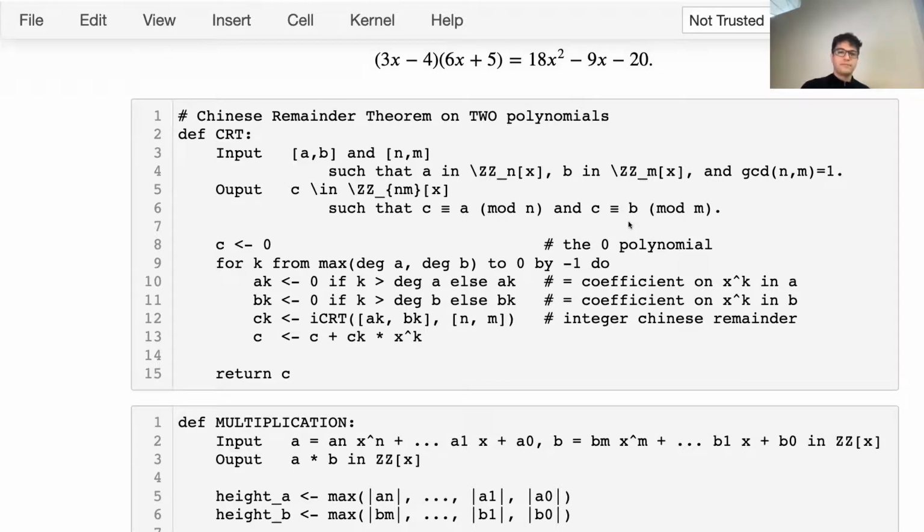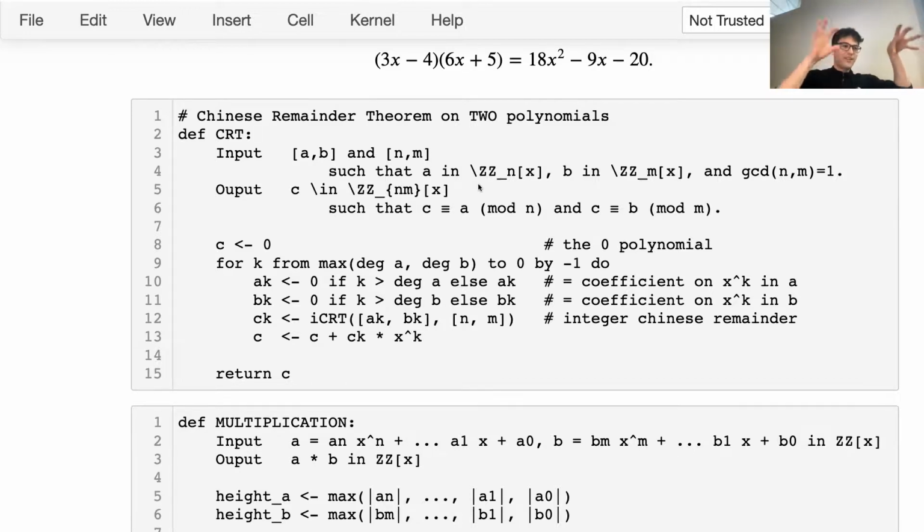such that, I have to state this properly. A and B and N and M. Did I write this correctly? I think A and B are the same polynomial, just their images. A and B and N and M, such that A is in Z_n[x] and B is in Z_m[x], and the GCD of N and M is 1. Yes, okay.